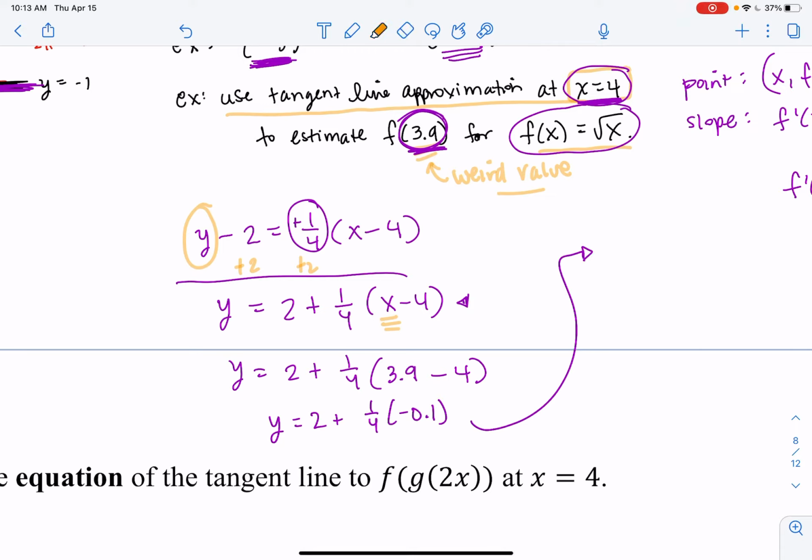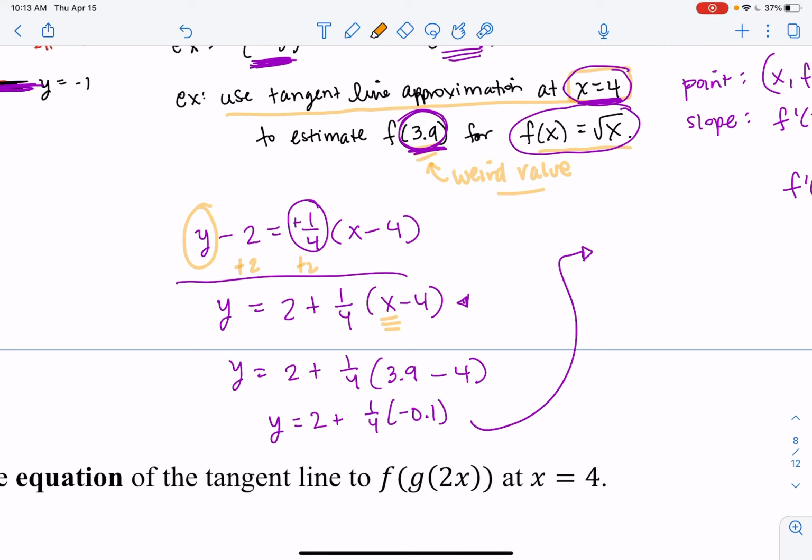Now, keep in mind, do not do 2 plus 1/4. Order of operations says you multiply first. So let me repeat. Do not add these two numbers. That would be wrong. Your first job is to multiply 1/4 times negative 0.1.